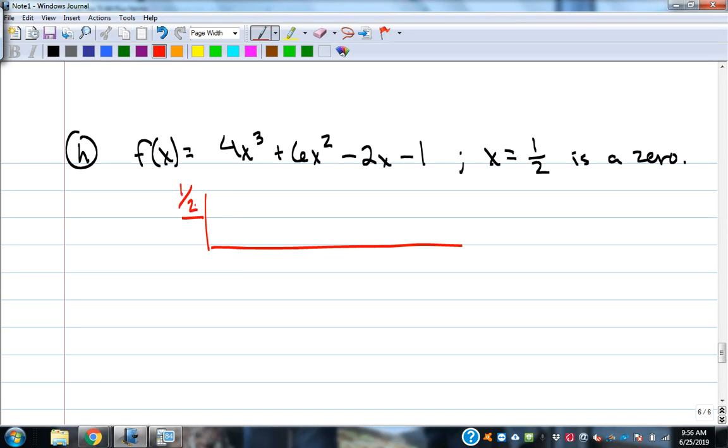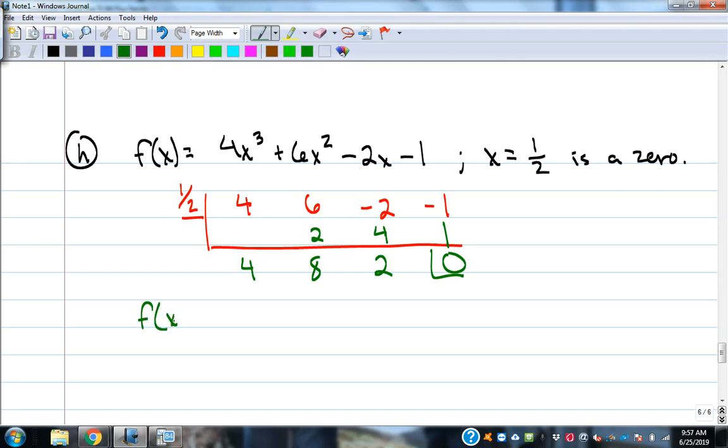And then we've got 4, 6, negative 2, negative 1. Just putting those spots in there. Don't have any missing pieces here, so easy to put in. So drop the 4 down, go to work. 4 times a half is 2. 6 plus 2 is 8. Half of 8 is 4. Negative 2 plus 4 is 2. Half of 2 is 1. And there I get my 0 in my remainder spot. So I'm verifying that x equals 1/2 is a 0 of that.